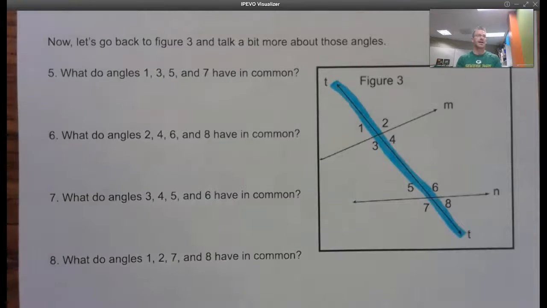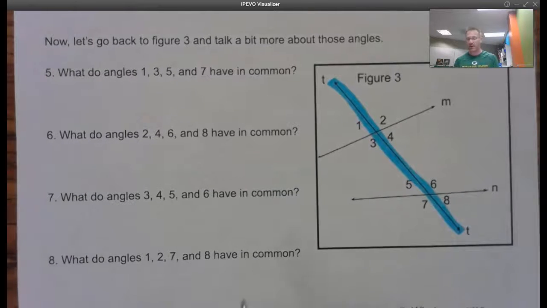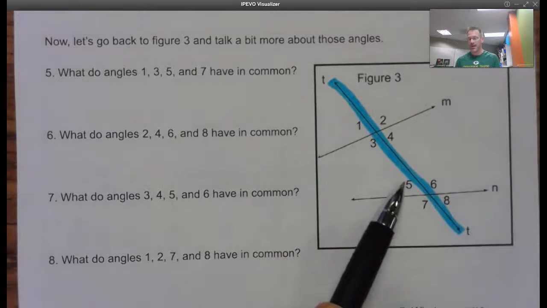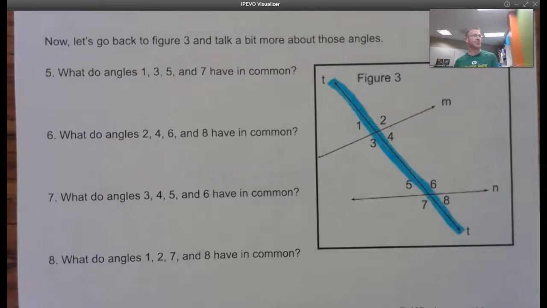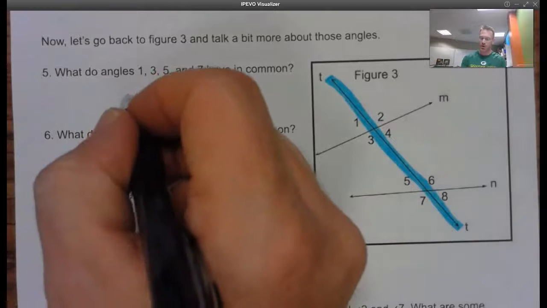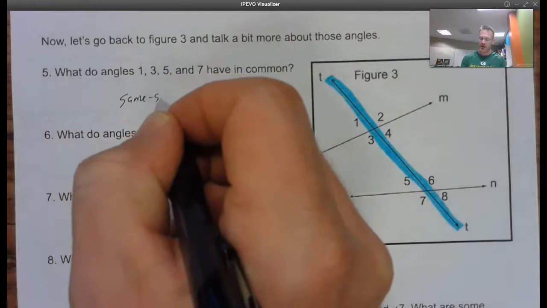Okay, so now let's look at 1, 3, 5, and 7. Can you see that 1, 3, 5, and 7 are all on the same side of the transversal? So these are all on the same side of the transversal.